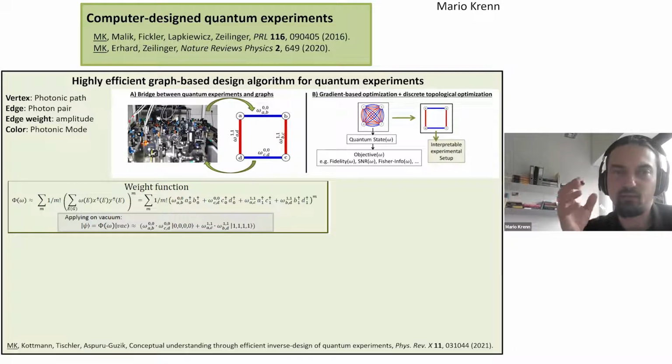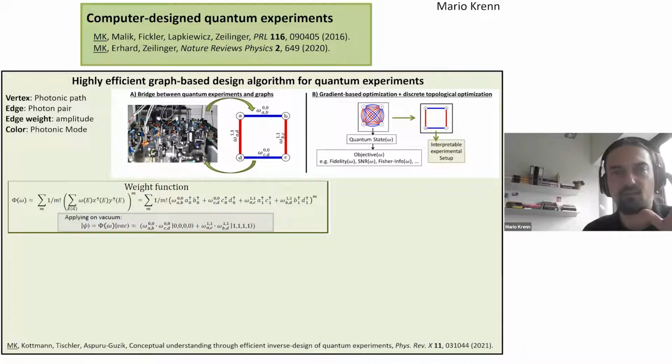And here the idea of vertices is they stand somehow for the paths of photons, so the locations of photons. Edges between two vertices mean a correlation between two photons. And the column stands for the photonic mode number, for instance, mode 0, mode 1, and so on. And the weight of these edges stands for the amplitude or the strength of this correlation.